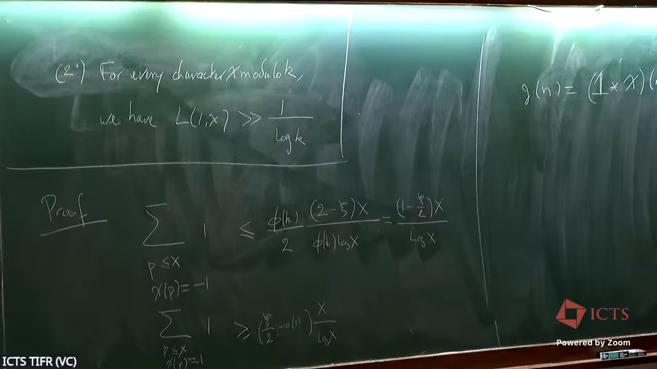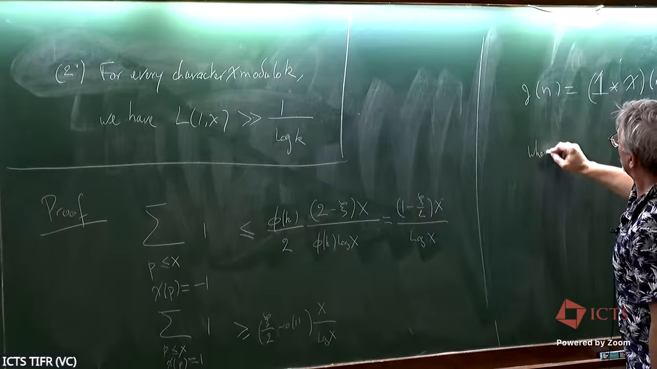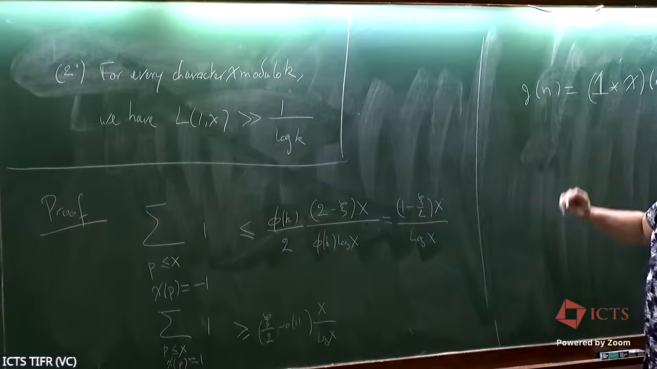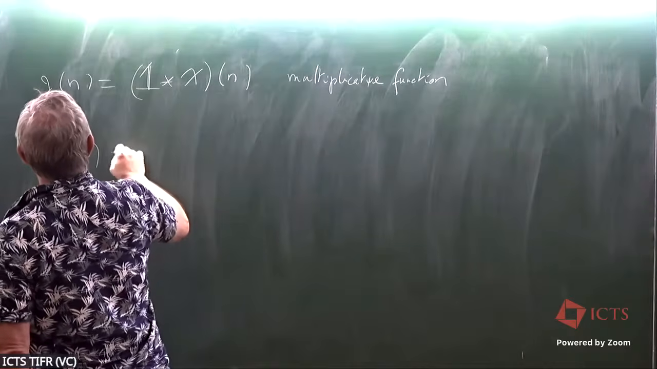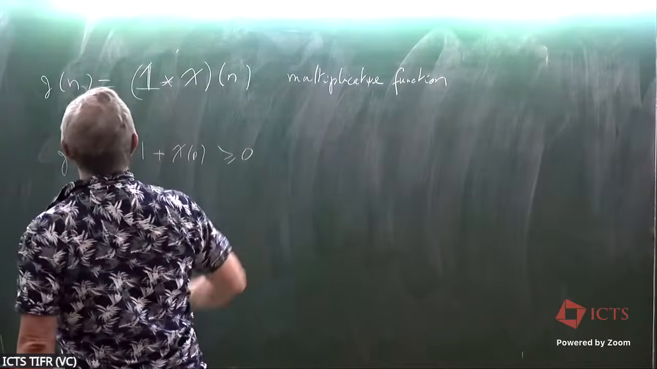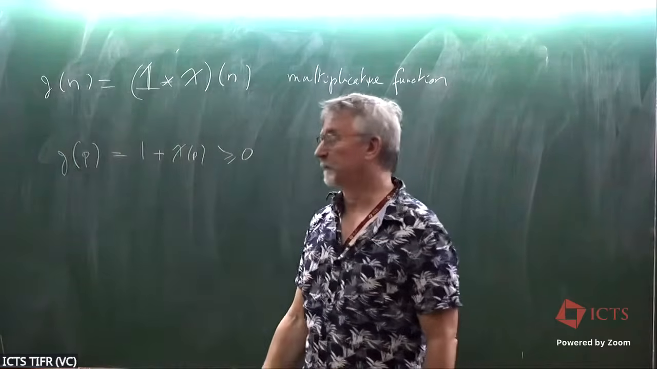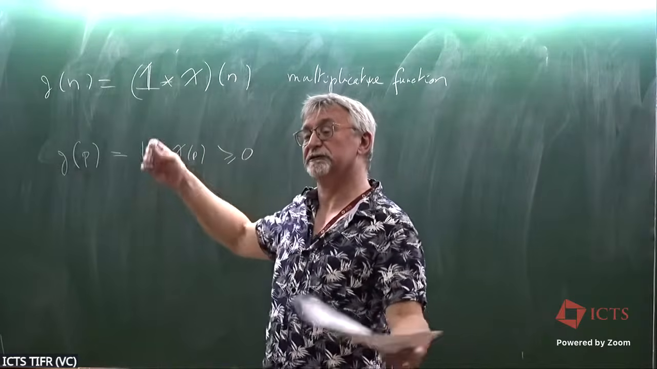It's a function that you'll see occurring very often in this kind of problem. And the function g is non-negative. That's the essential part. G of p is equal to 1 plus chi of p. It is non-negative. And if chi of p is equal to 1, it's even larger than 2.